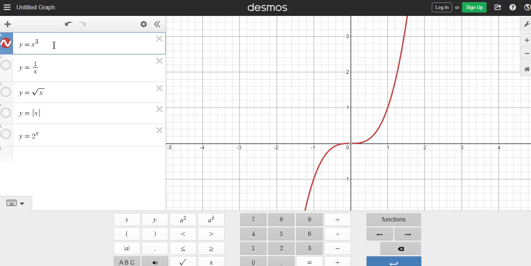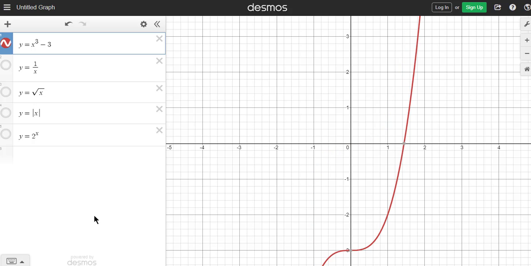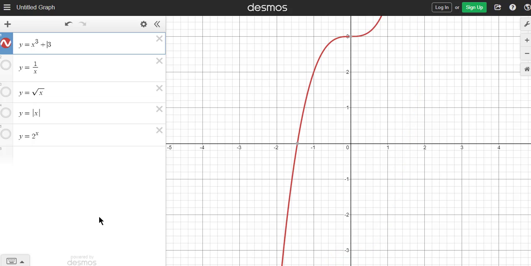Negative 3? Did that move it up or down? That one moved it down, yeah. So I bet you this has got to be a positive 3, right? Nice.